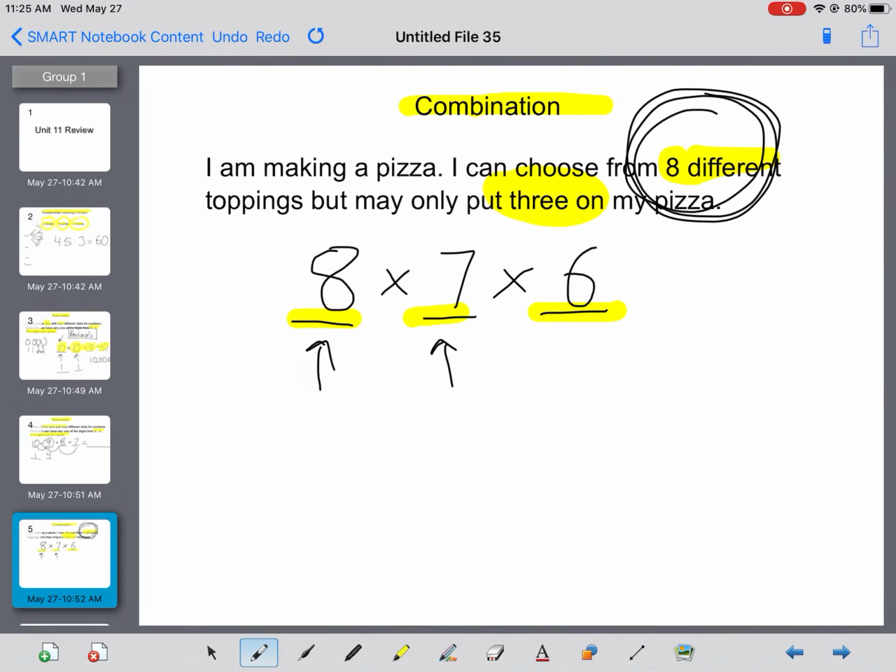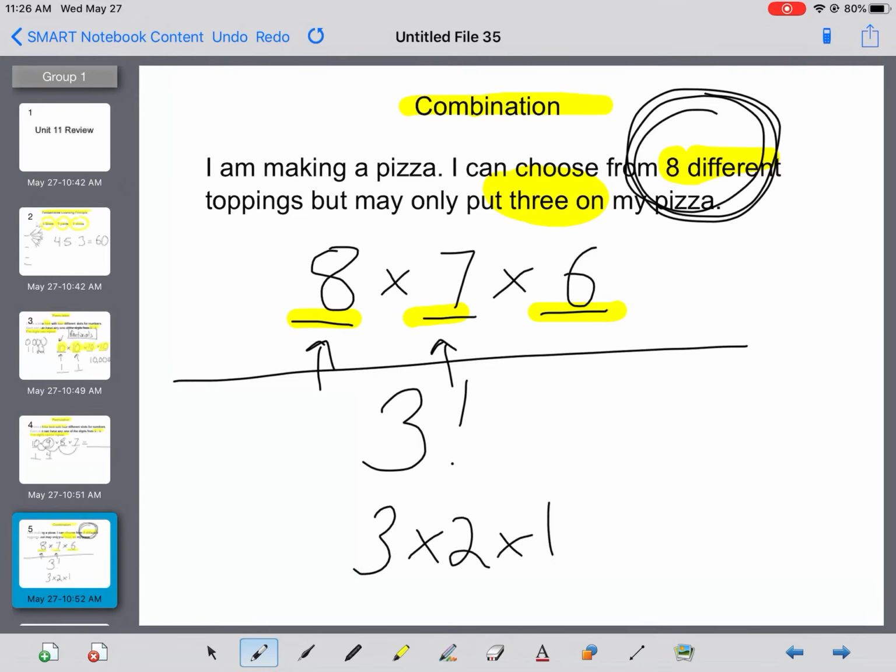But now, because it's a combination, I need to divide this whole thing. So I'm going to make it a fraction because I want to get rid of those combinations that repeat themselves. Like I said, ham, pineapple, bacon is the same as bacon, pineapple, ham. So the way I decide what to divide by is I think, well, how many blanks did I have? I had 3 blanks. So I'm going to divide by 3 factorial. Which you should remember that 3 factorial is 3 times 2 times 1. Because that gets rid of all the doubles. So I would do 8 times 7 times 6 divided by 3 times 2 times 1. And then I would get my answer. That's how it works with combinations.